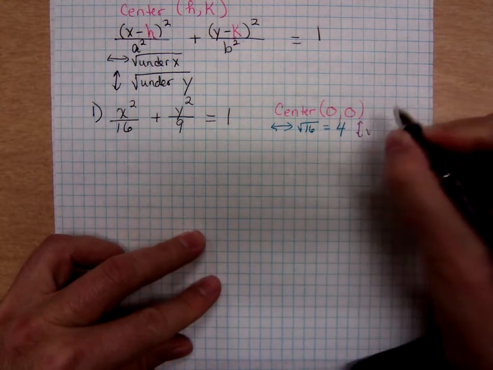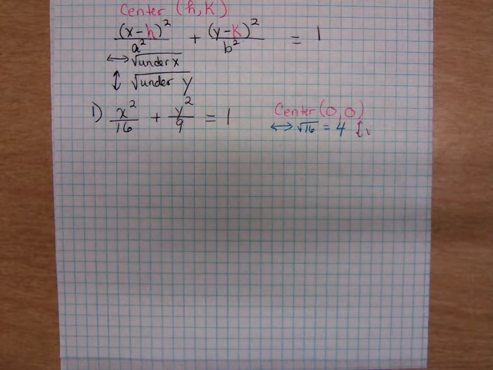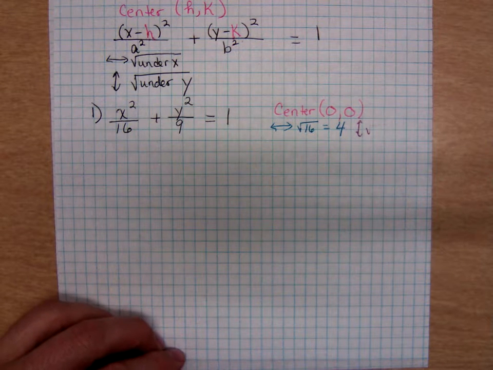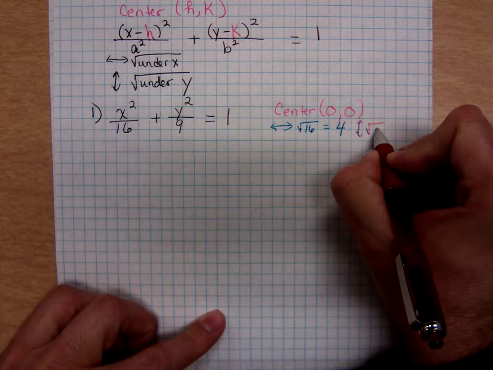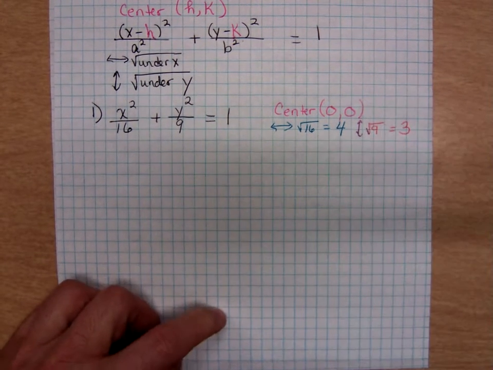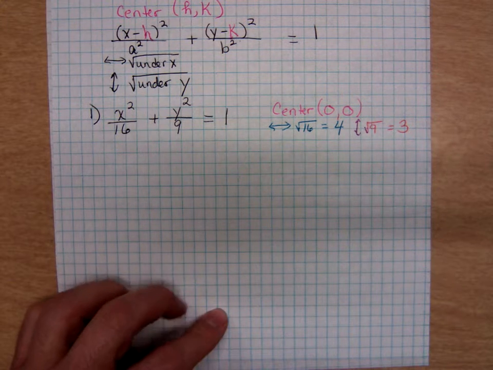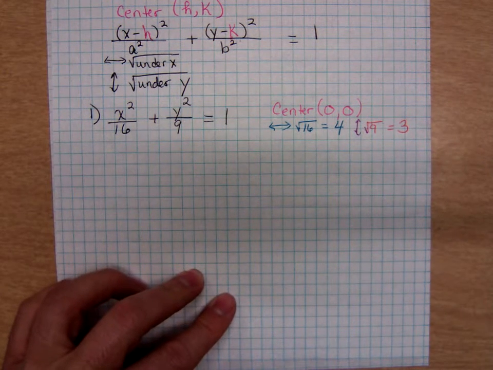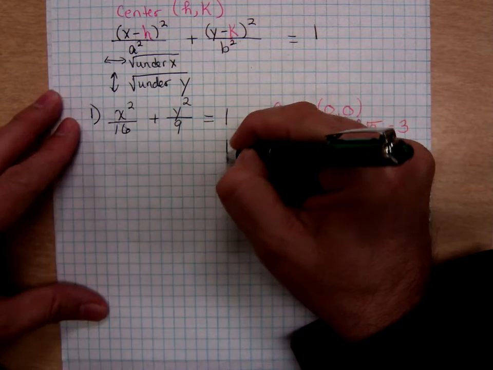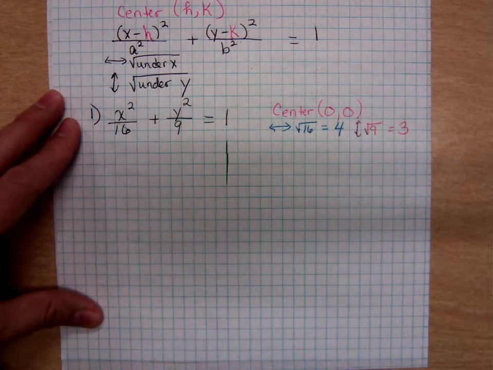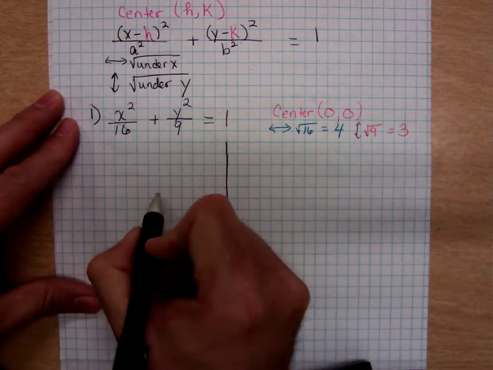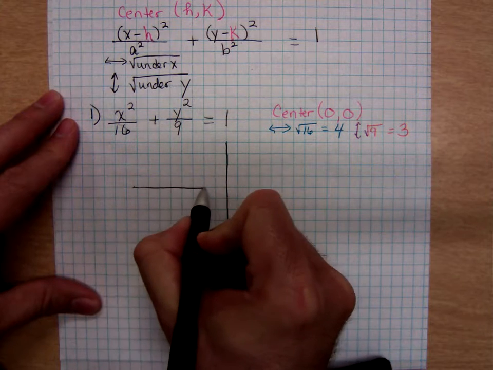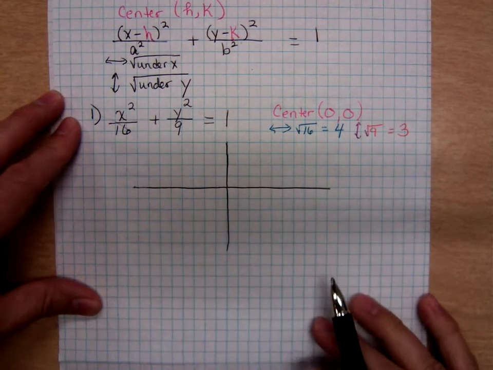Square root of, my purple pen isn't working, so I will use up and down square root of the number under y, square root of 9 is 3. So to graph this, okay. You know what, maybe I better do the x-axis and y-axis in black, because I can't tell it there. So there's the y-axis. And there's the x-axis.